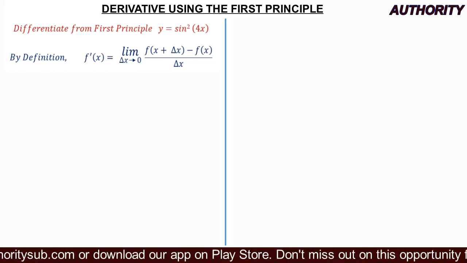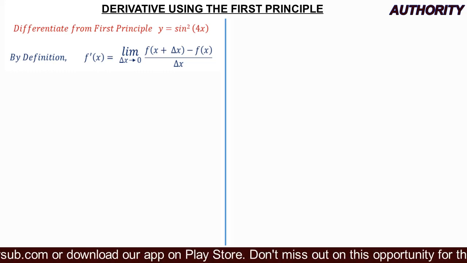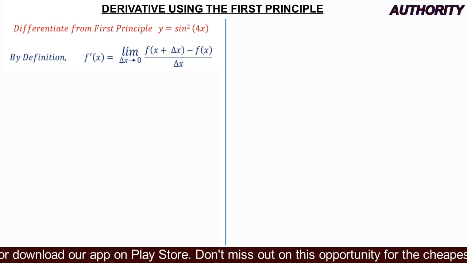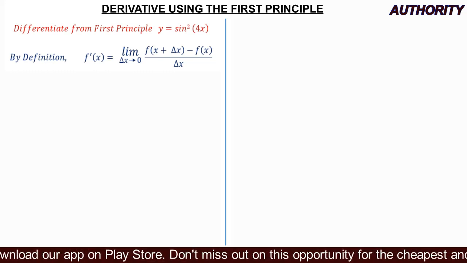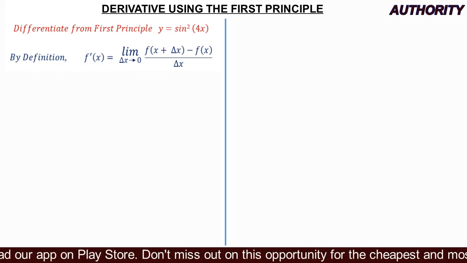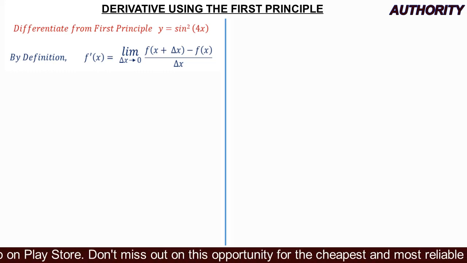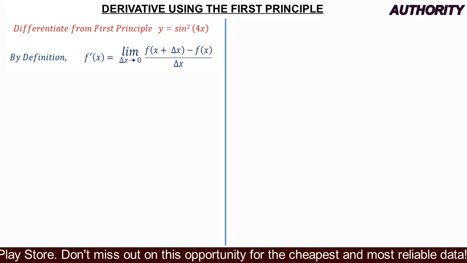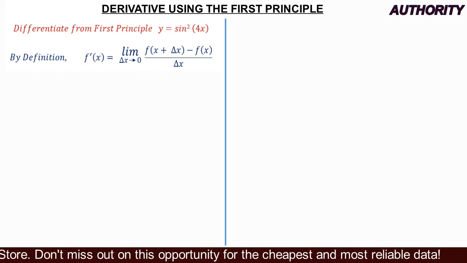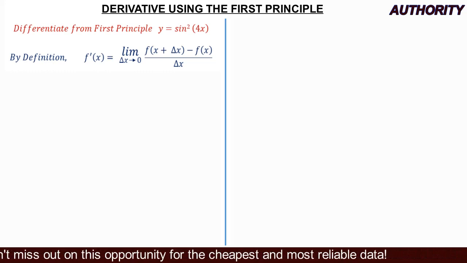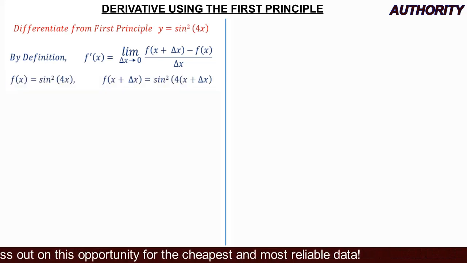All right, please, let's do this carefully. Now let's go. From this definition where we have f prime of x is equal to limit as change in x approaches 0, f of x plus change in x minus f of x all over change in x. What is our f of x? f of x is the y that we have, and then f of x is sine squared 4x.